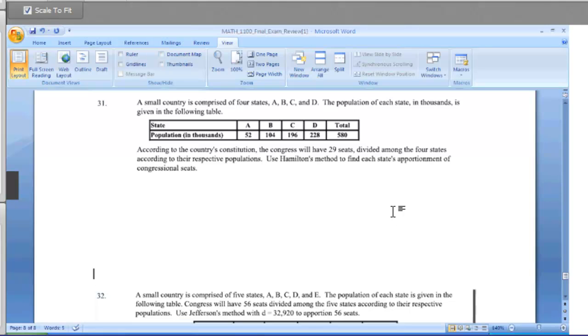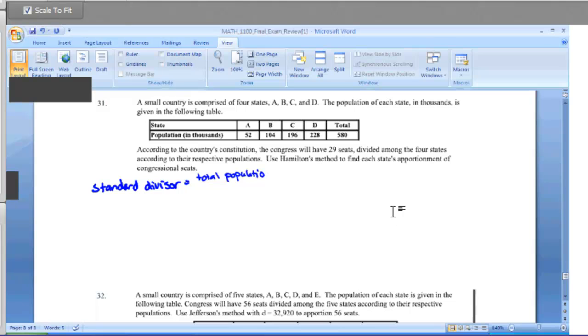Okay, there's a few things we need to remember. We first need to find the standard divisor. So the standard divisor is the total population divided by the number of allocated votes. So for us, the total population, they tell us, is 580. And again, that's in thousands. And the total votes, or the total number of seats, is going to be 29. So that's going to give us 20.